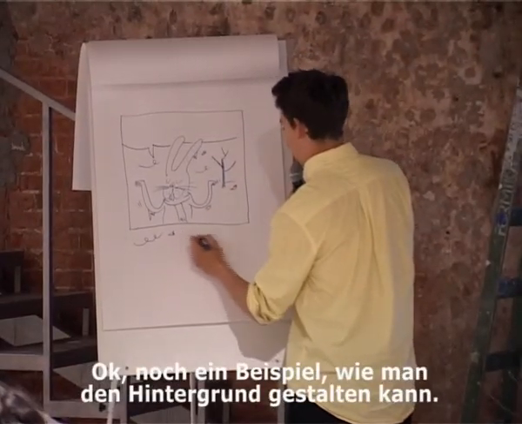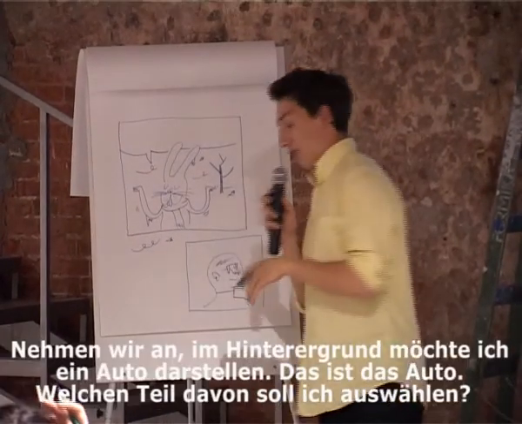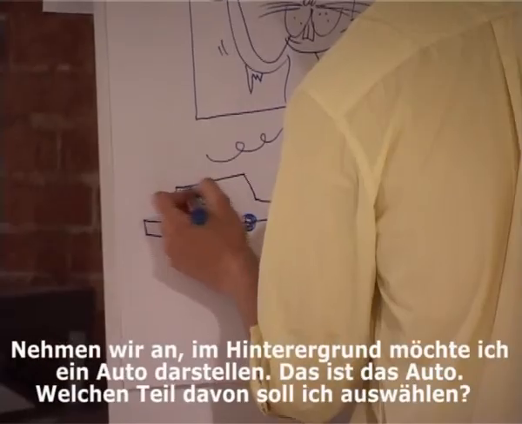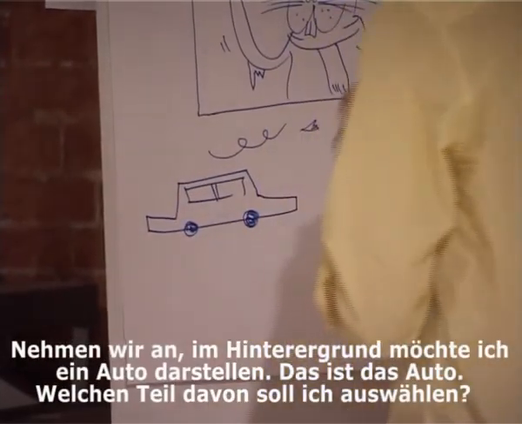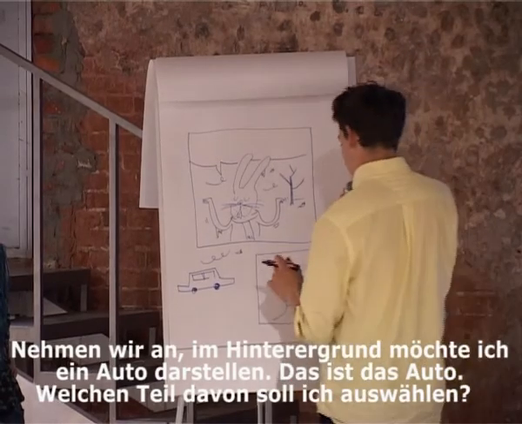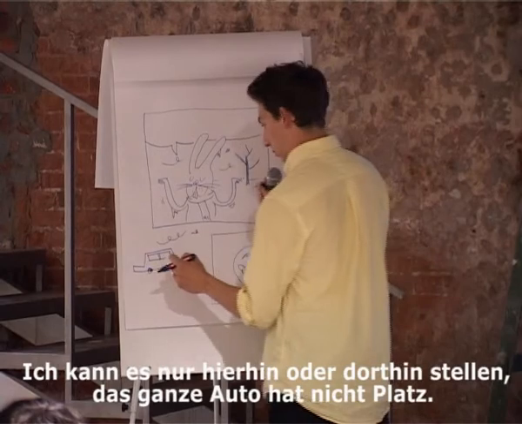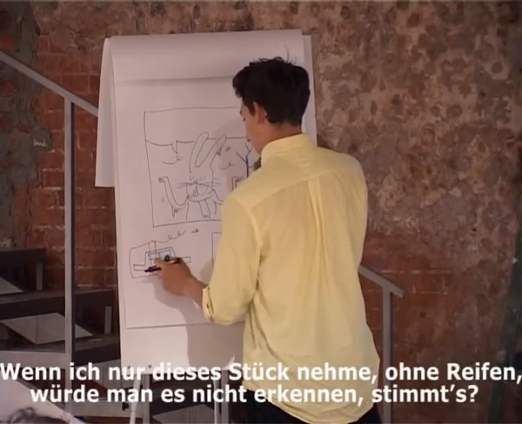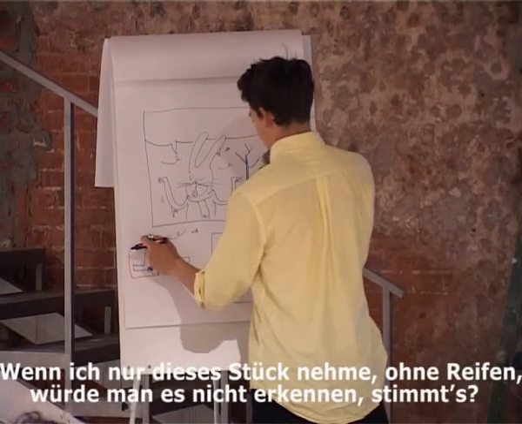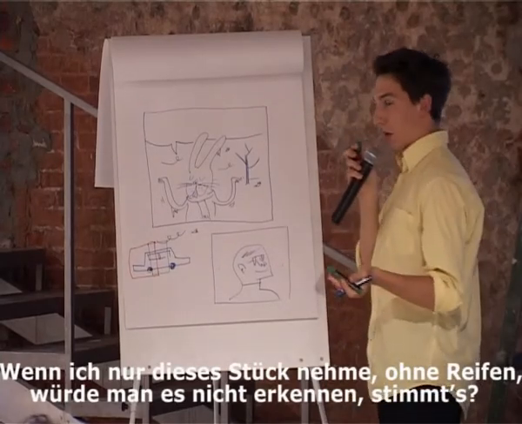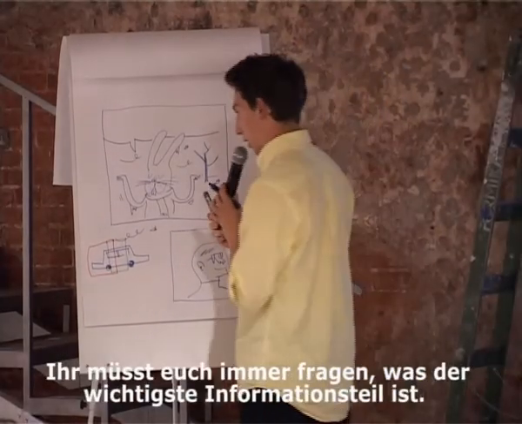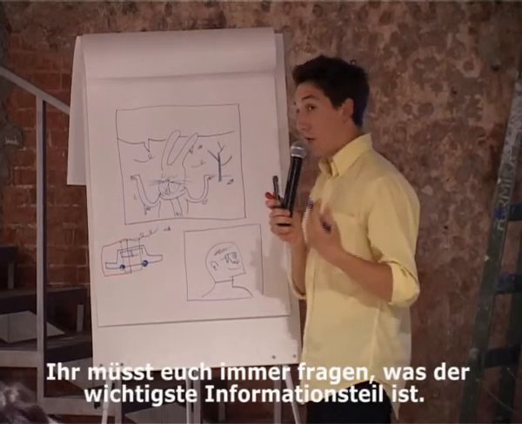Okay, another example of your background. Say I want to draw a car in the background. So this is the car. I can only fit it here or here. But if I can't fit the whole car in, say I showed just that area there, you wouldn't see the wheels, so you wouldn't know what it is, right? So you always need to be thinking, what's the most important piece of information?